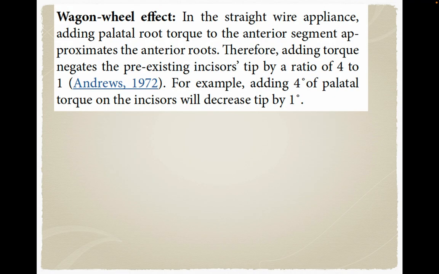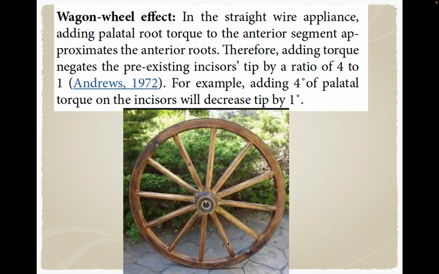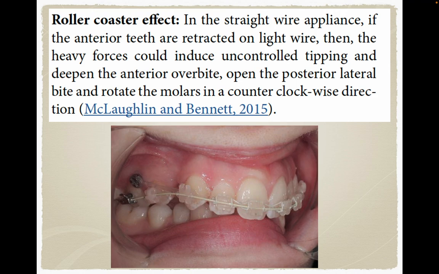The second effect is the wagon wheel effect. So what is the story? If you apply labial crown torque to the incisors, what's going to happen? The crown will go labially and the roots will go palatally. But when they go palatally, the roots will be closing toward each other. They will move towards each other. We call this the wagon wheel effect because it's similar to a wagon wheel. Now Andrews, when he studied tip and torque, said that when you add 4 degrees of palatal root torque, you will lose 10 degrees of tip, because the crowns are going distally at that stage.